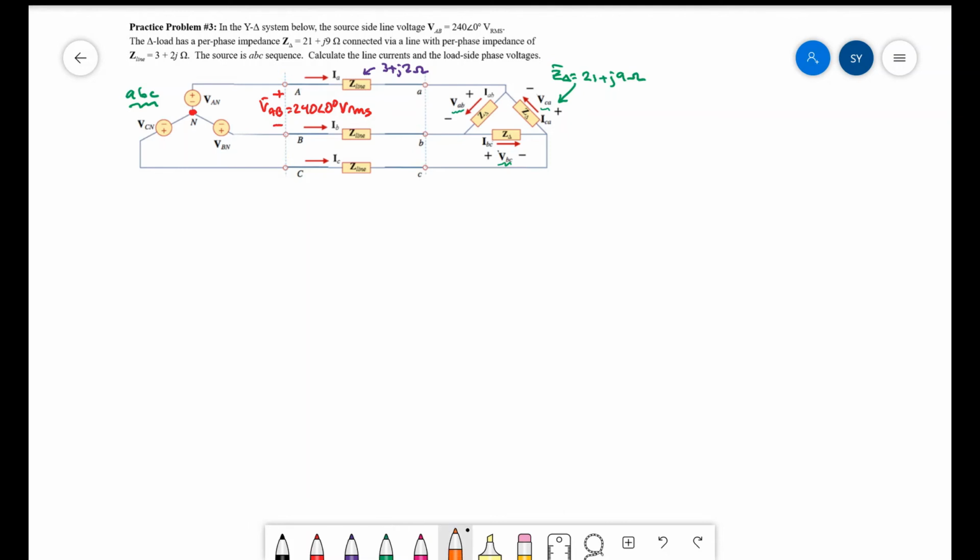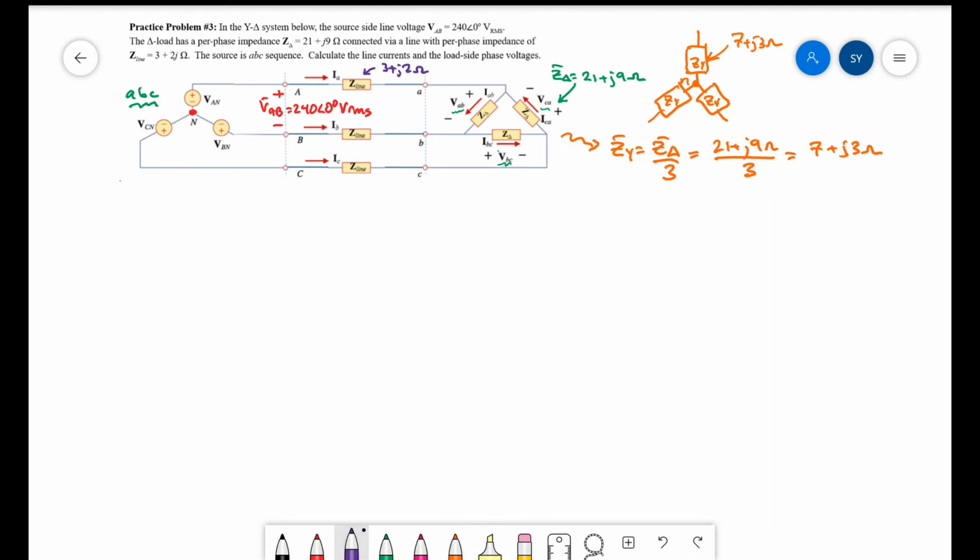Again, the recommended technique is to convert to a YY and then to a single-phase equivalent circuit. To convert my delta load to a Y, I simply need to take that ZY is equal to Z delta divided by 3. That obtains 21 plus J9 divided by 3 equals 7 plus J3 ohms. That's my equivalent Y impedance. Now that I have my equivalent Y impedance, I have a neutral, and I can build the single-phase equivalent model.